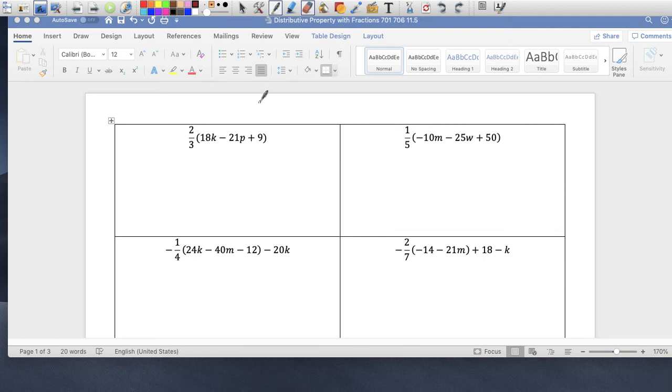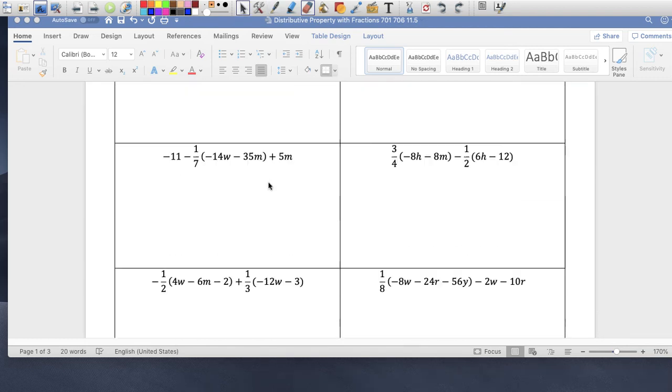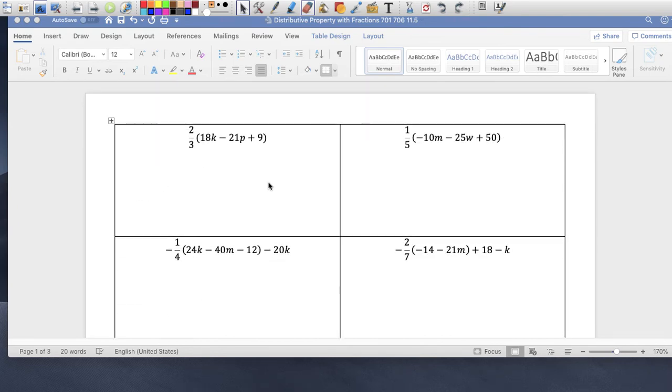So again, it's the same idea. Hopefully I didn't do too many problems. Let's start here. 2/3 of it times 18, you can do 2 times 18 divided by 3, or you can do 18 divided by 3 and then times 2. It's really up to you. 2/3 of 18, if you break 18 into 3 parts, it'd be 6, 6, and 6, so it'd be 12k. Well, I forgot, positive times a positive is a positive. Positive times a negative is going to be a negative. And 2/3 of 21 is going to be 14p. Positive times a positive is a plus. And 2/3 of 9 is 6.